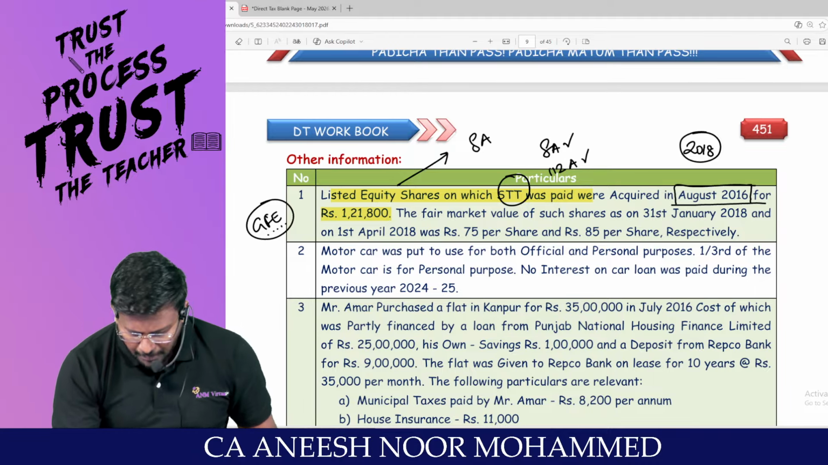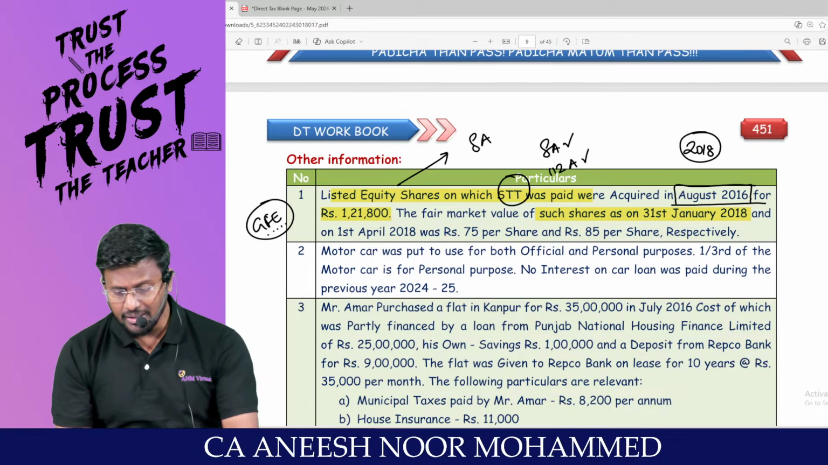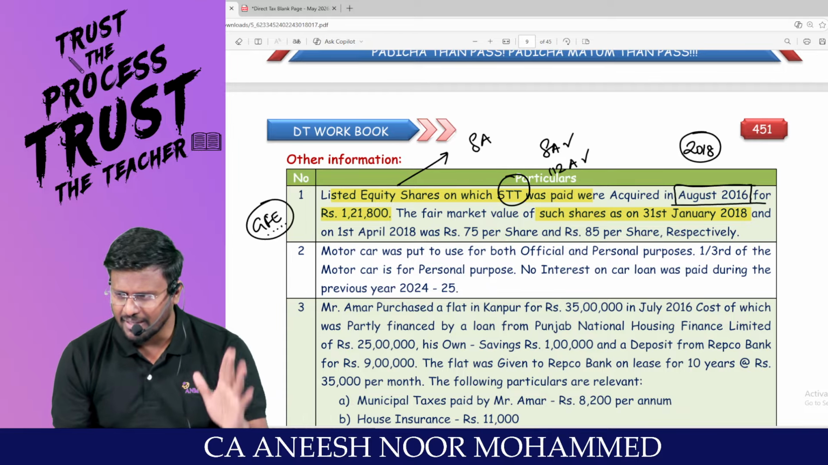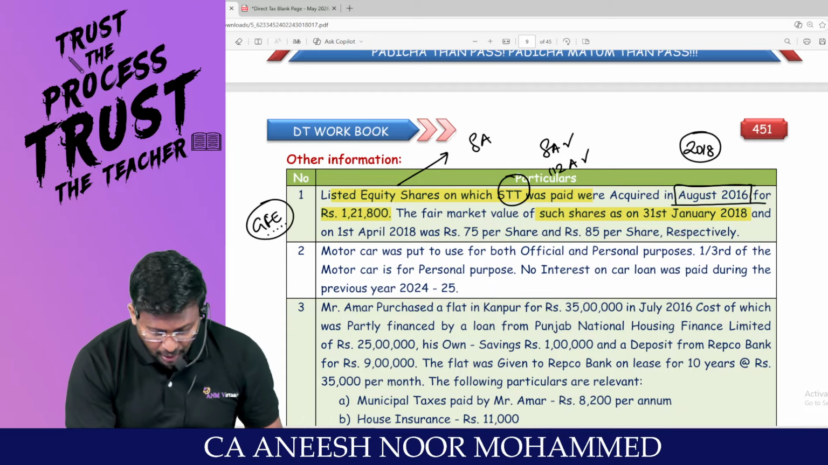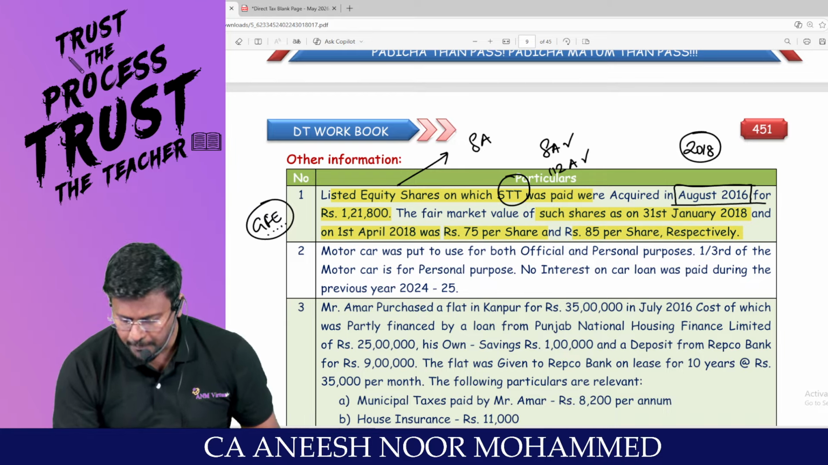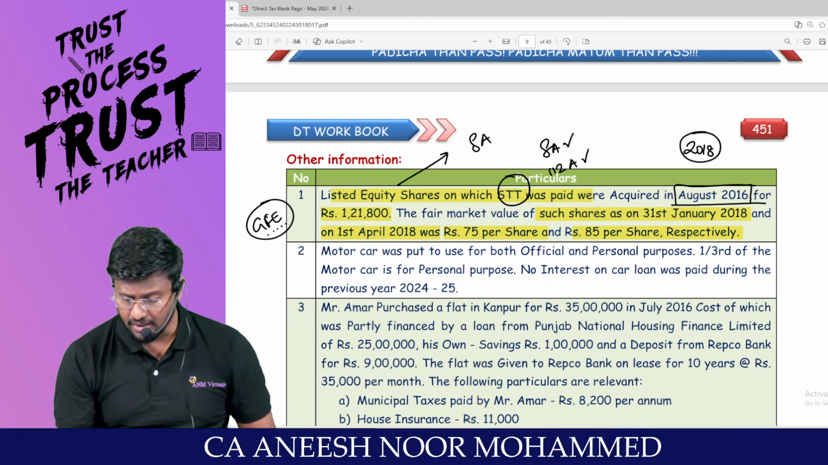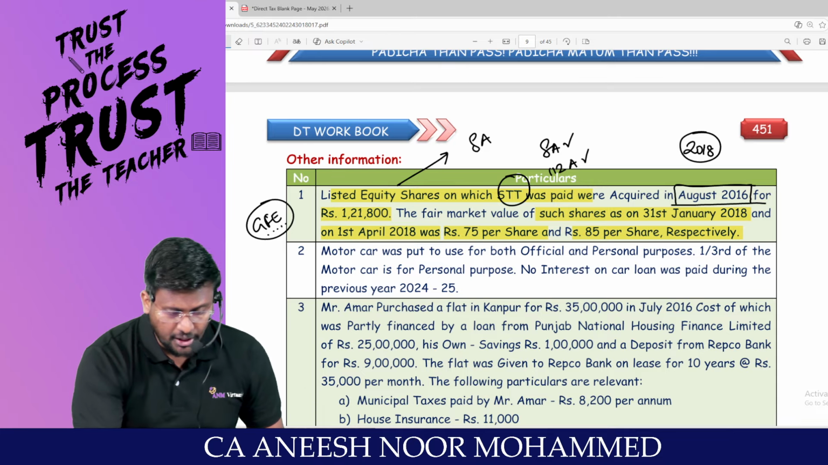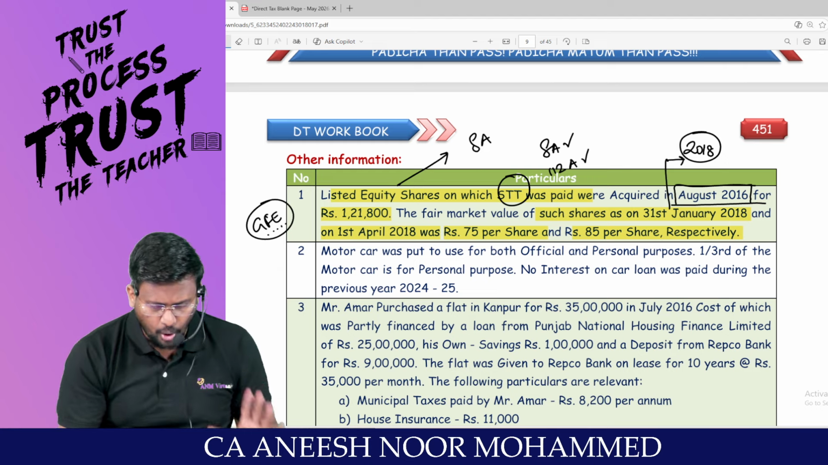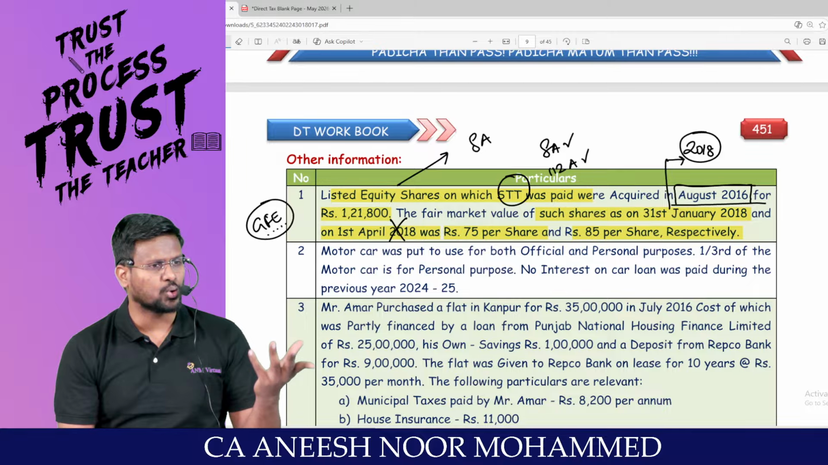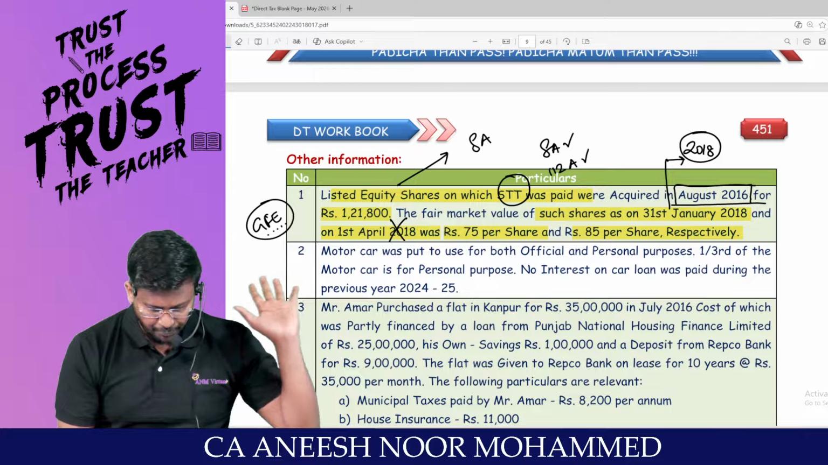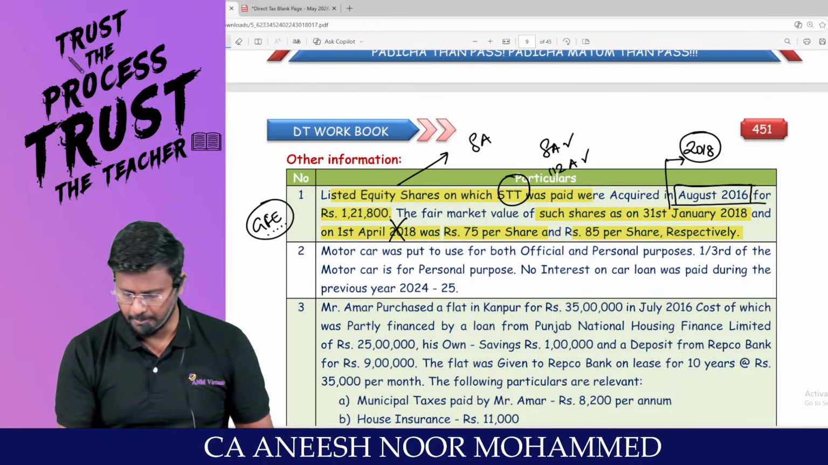The fair market value of such share on 31st January 2018, because I already explained that that is a cutoff date, and on 1st April 2018 was 75 per share and 85 per share respectively. We will be taking only the fair market value as on 31st January 2018. We don't want the fair market value as on 1st April 2018. That is confusing data given in the question. Put it on debit. Super adjustment from the capital gain.